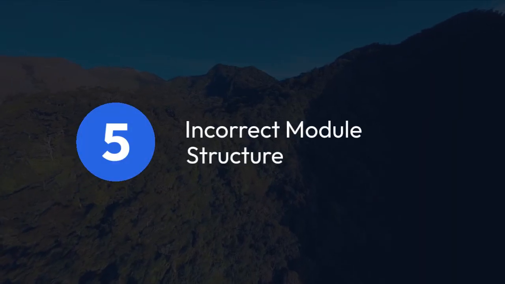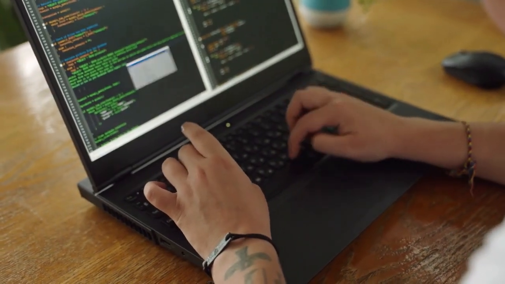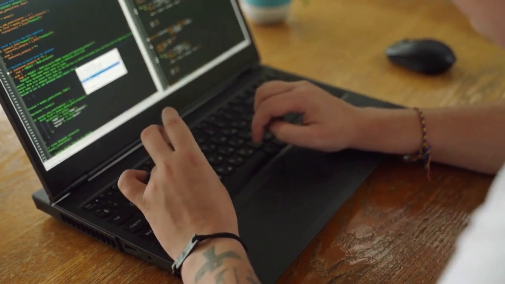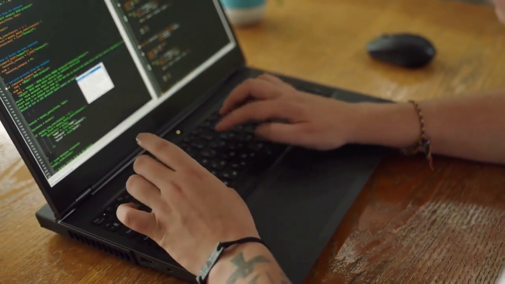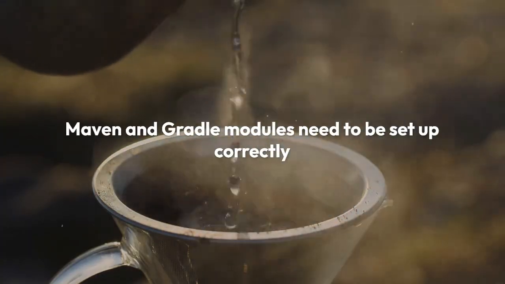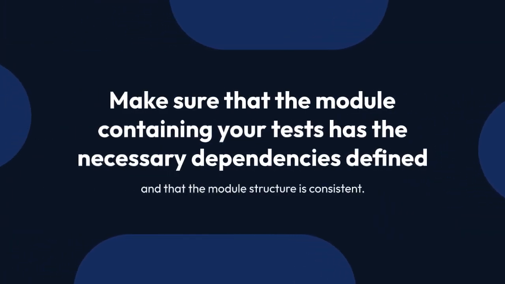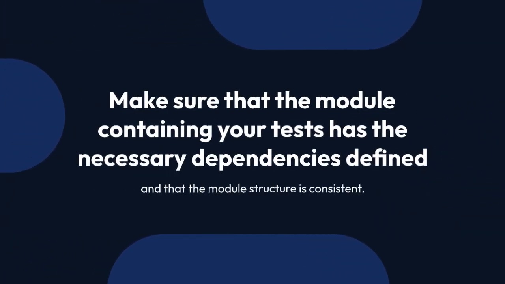5. Incorrect module structure. If you're working on a multi-module project, ensure that your test modules have the correct dependencies and are properly configured. Maven and Gradle modules need to be set up correctly. Make sure that the module containing your tests has the necessary dependencies defined and that the module structure is consistent.